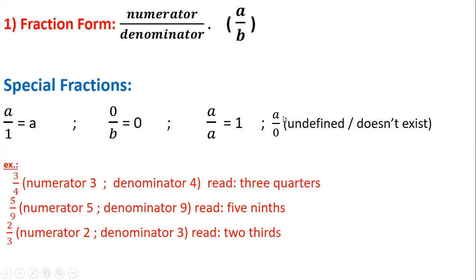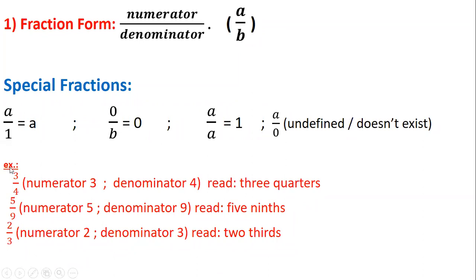The last special fraction is A over 0. Whenever the denominator is 0, we say this fraction is undefined or does not exist. So whenever the denominator is 0, then the fraction does not exist. So we have no fraction with denominator 0. It's not accepted to have a fraction with denominator 0.